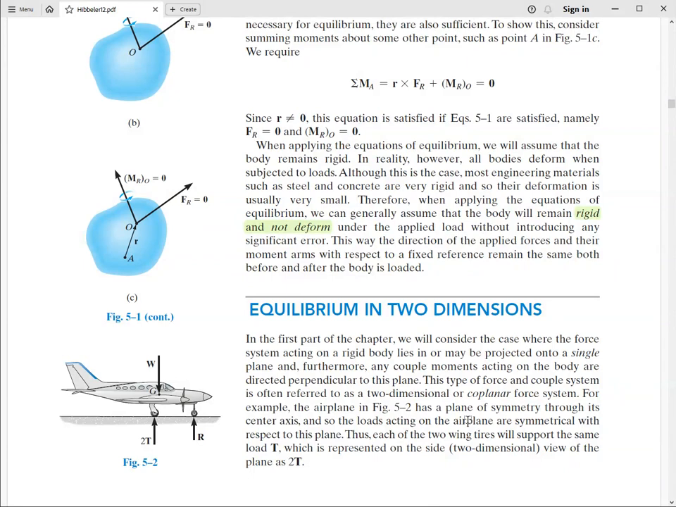Or if there is symmetry of loading, like this plane here, it's symmetric about its longitudinal plane. So we can analyze, for example, the reactions at the rear wheels grounding or at the landing gear in a two dimensional diagram. So the weight of the airplane is acting in the longitudinal plane, and because the rear wheels share the load evenly, we just assume this to be the reaction between the ground and the wheel as two times the reaction force.